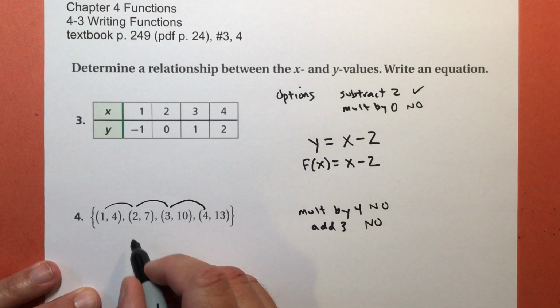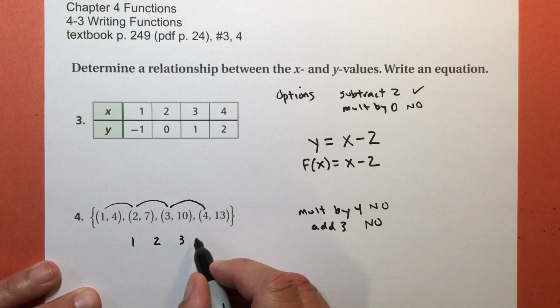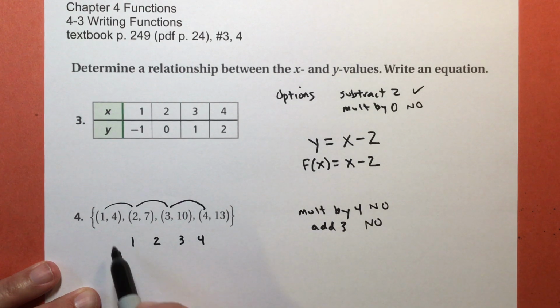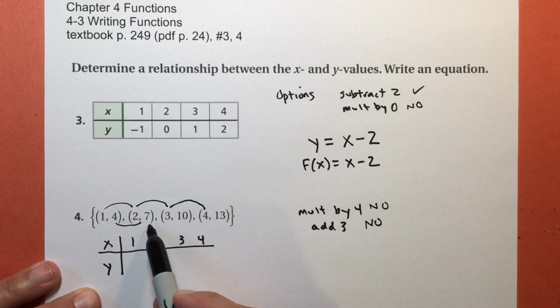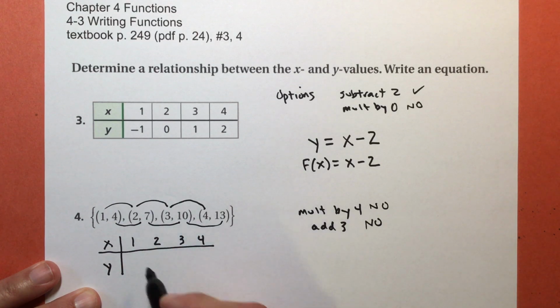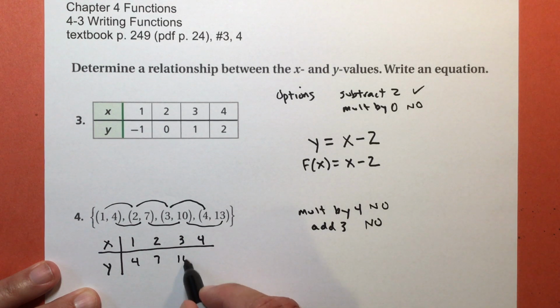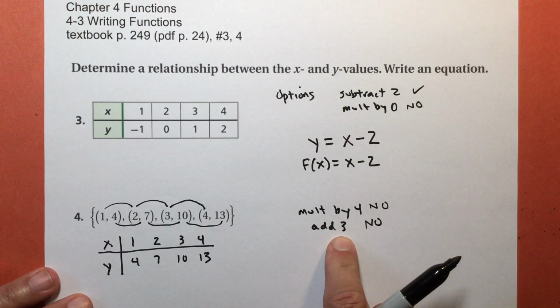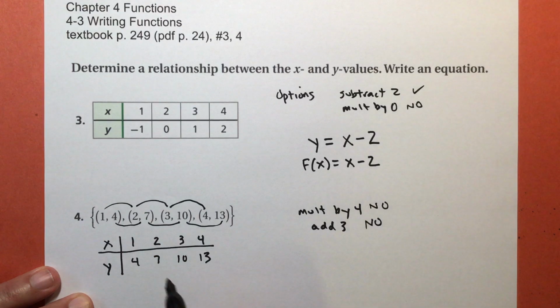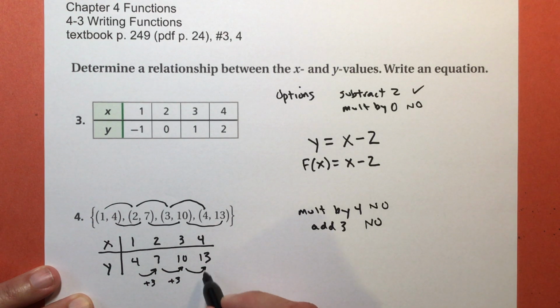We've got a pattern. So you've got 1, 2, 3, 4. It might be easier if I make this into a table, like problem number 3, instead of a set of ordered pairs. And the y's are 4, 7, 10, 13. It doesn't look like either of these one-step methods are going to work. So here's what I'm going to try. How do I go from 4 to 7? Well, I could add 3. From 7 to 10, I add 3. And from 10 to 13, I add 3.